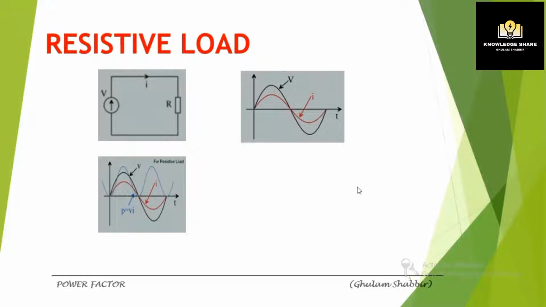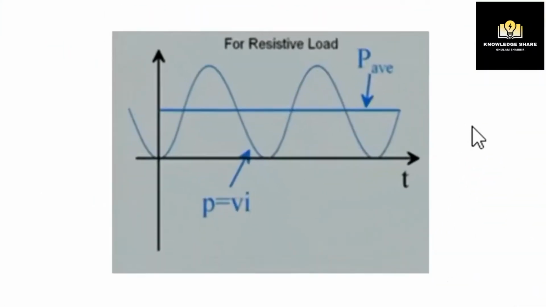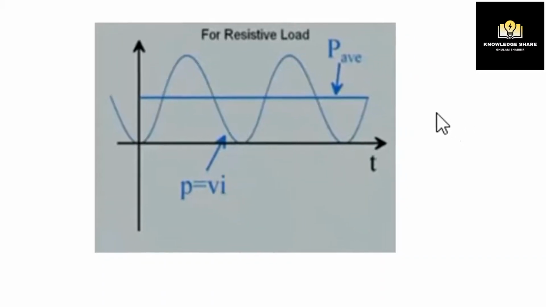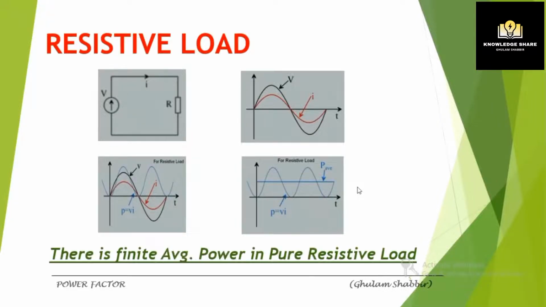Now, what is the average value of the power? In the new figure, we remove the voltage and the current waveform, and just keep the power waveform and the average value of the power. So we can conclude that we have a finite average value of power, as shown in the thick blue line in the graph. So we can say there is a finite average power in a pure resistive load.